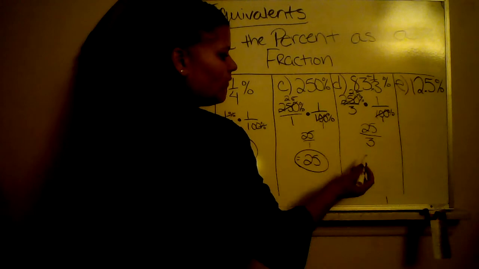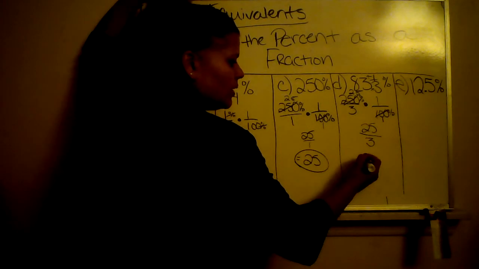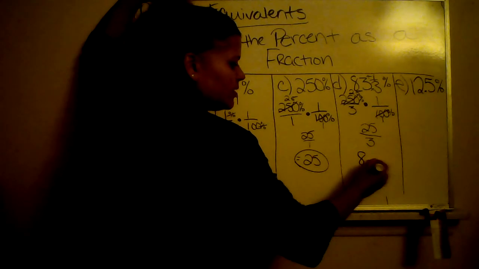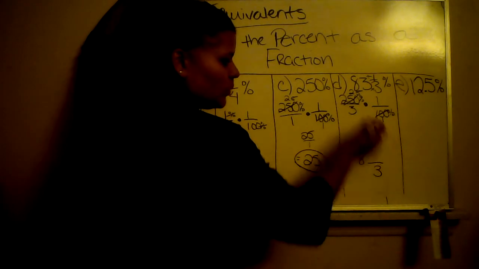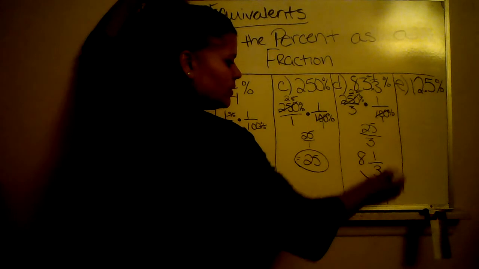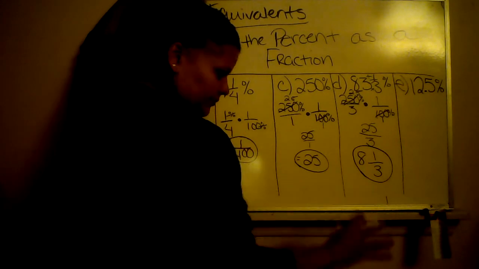So then now we find how many 3's fit into 25. We go as close as we can go. Goes as close as 8. 8 times 3 is 24. So what is left over to get to 25? 1. So this is the fraction that represents 83 1/3%.